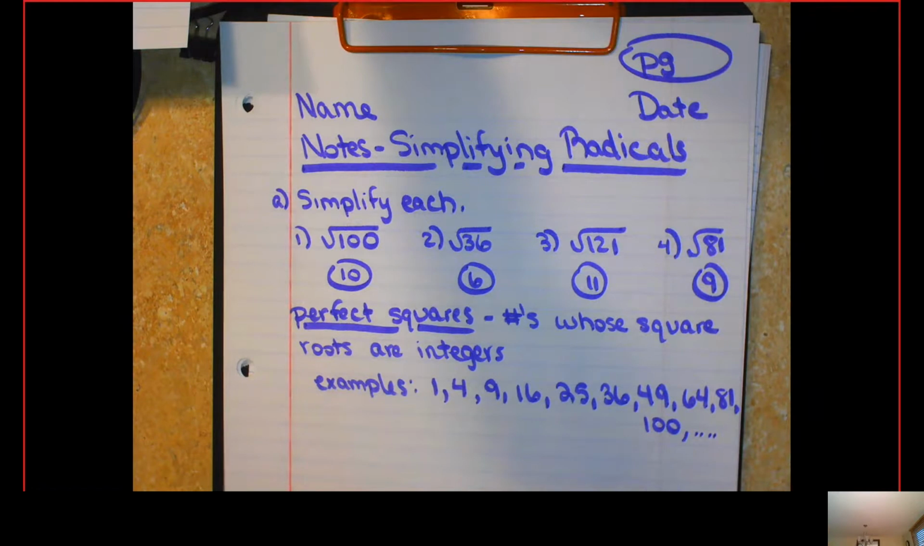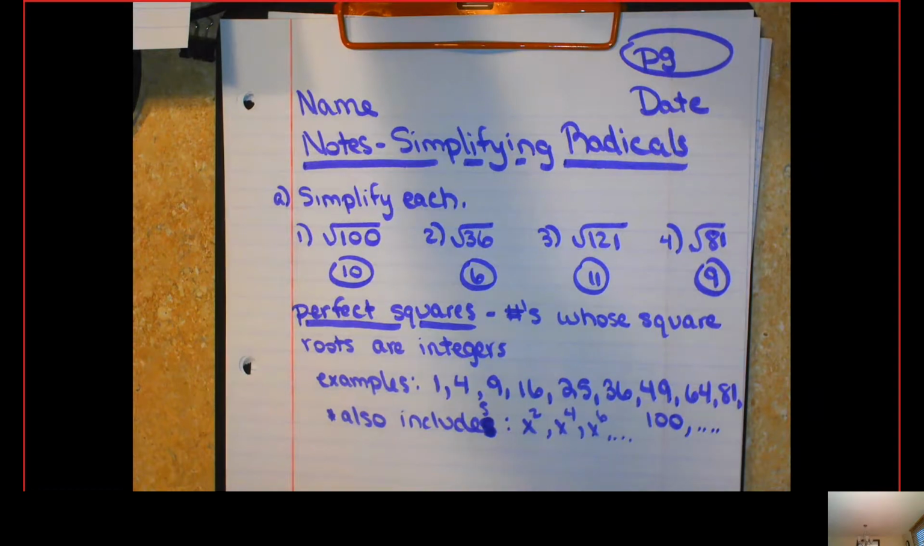I also wanted to point out that it includes exponents. So can you just write a little note for me? Also includes, that's a little s, I'll change that one s. It also includes x to the second power, or x to the fourth, or x to the sixth, and so on. Anything that has an even exponent would be a perfect square because x times x is x squared. X squared times x squared is x to the fourth. X cubed times x cubed is x to the sixth, and so on. We're going to stay away from letters for this lesson, but I just wanted to point that out.